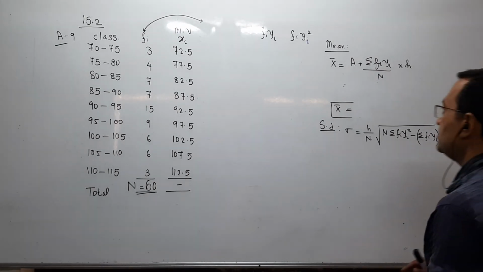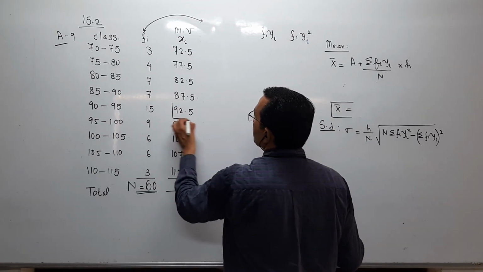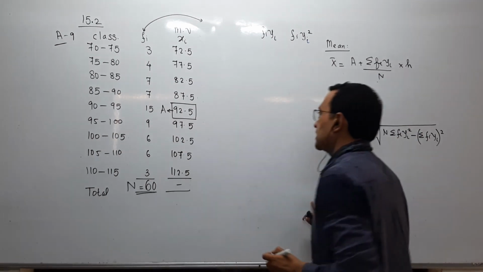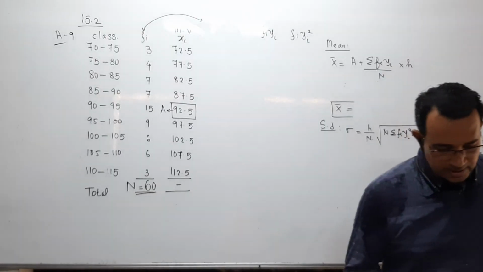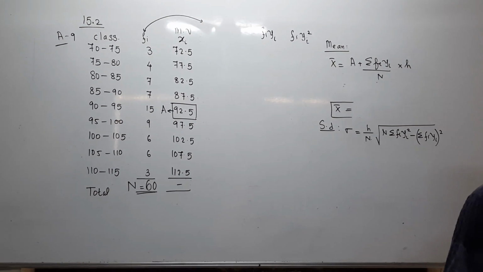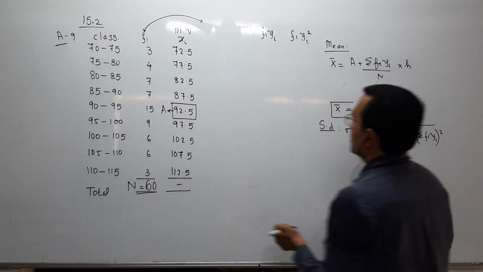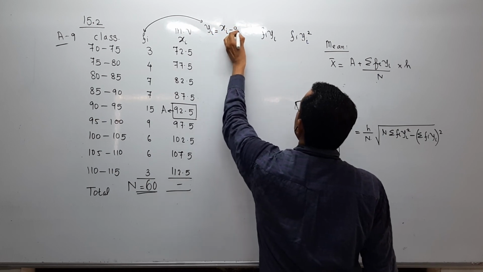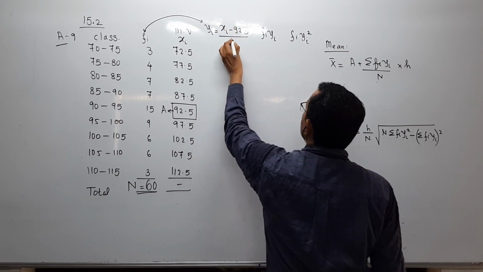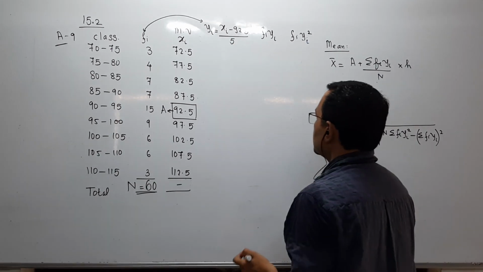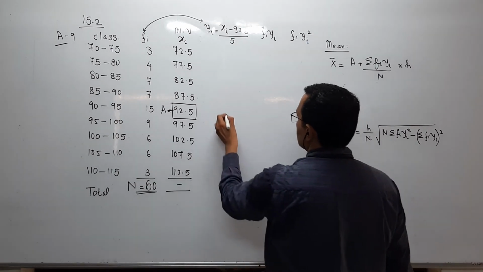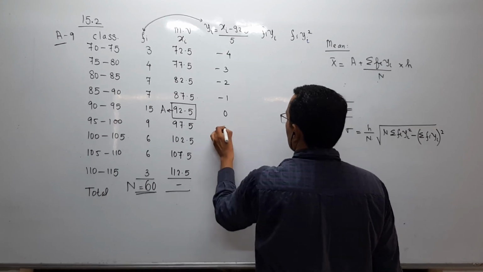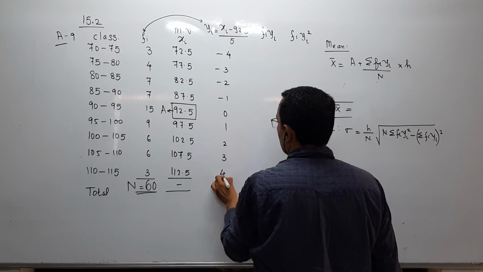Let us take assumed mean as 92.5. Generally, the middlemost value we always take as assumed mean. Now, yi is equal to xi minus a divided by h, class length is 5. Check the gap between two mid values. This gives 0, minus 1, minus 2, minus 3, minus 4, 1, 2, 3, 4.